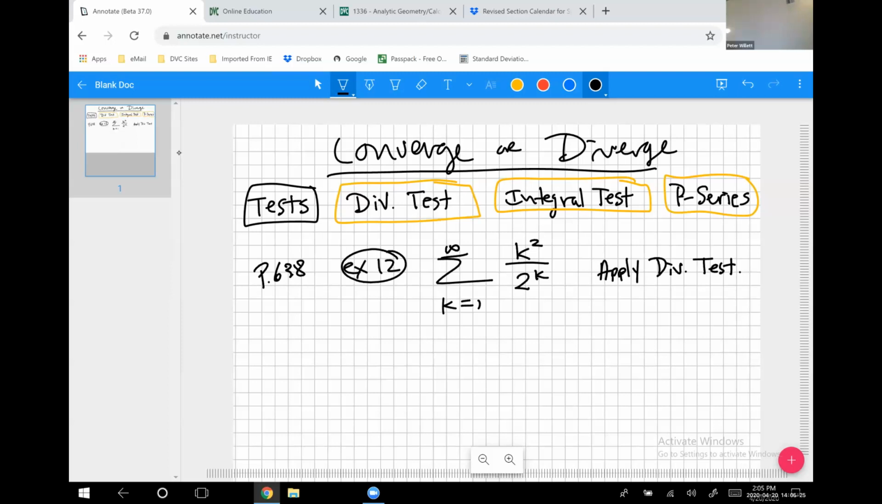So we have a couple of folks who've chimed in with their thoughts, and we have a limit is 0, so inconclusive, which is exactly right. So again, to apply the divergence test, we're basically saying, I wonder if the terms go to 0 or not. If not, I know it diverges. If they do go to 0, I still have to figure it out. So we would be considering the limit as k goes to infinity of k squared over 2 to the k.